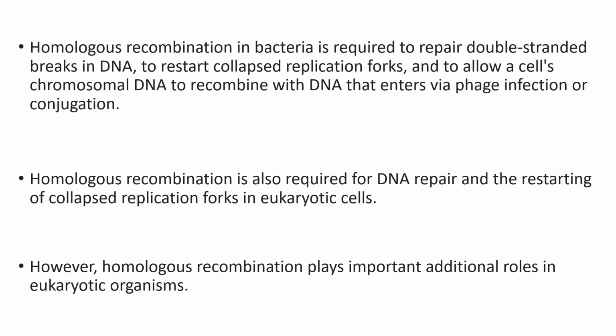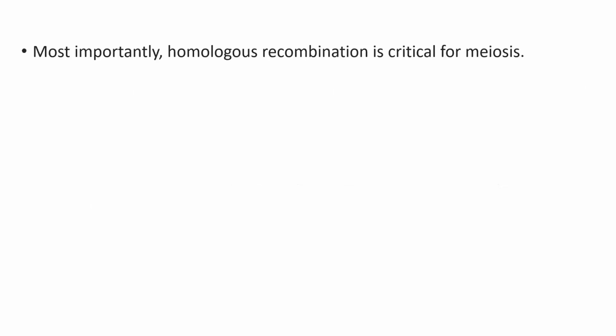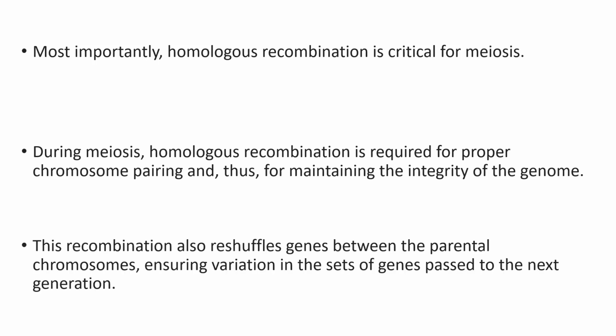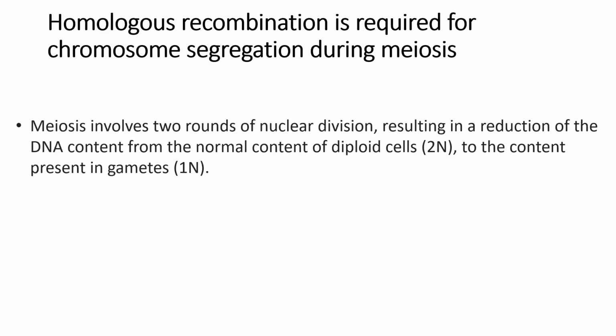However, homologous recombination plays important additional roles in eukaryotic organisms. Most importantly, homologous recombination is critical for meiosis. We all know what is meiosis. During meiosis, homologous recombination is required for proper chromosome pairing and thus for maintaining the integrity of the genome. This recombination also reshuffles genes between the parental chromosomes, ensuring variation in the sets of the genes passed to the next generation or progeny. Homologous recombination is required for chromosome segregation during meiosis.